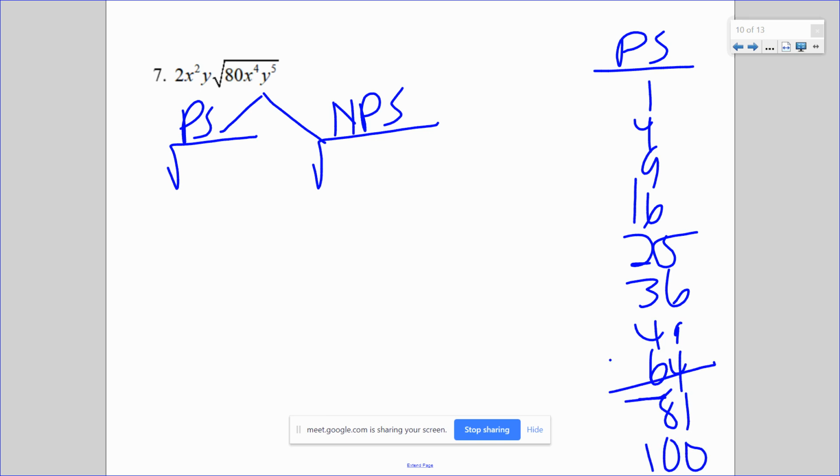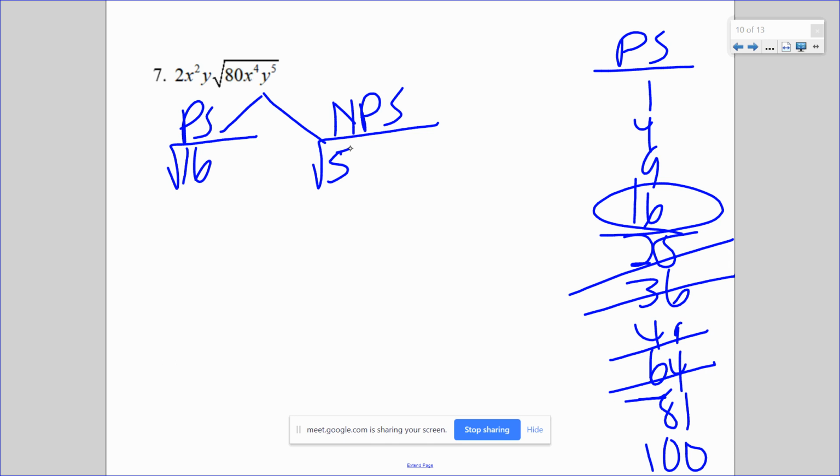80, 64 doesn't go in, 49 doesn't, 36 doesn't, 25 doesn't, 16 does. My perfect square is 16. My non-perfect square is 5. X to the 4th is an even power. It's a multiple of 2, so it's a perfect square. There's nothing left over. Y to the 5th is not, so I bring down the power by 1, and I have my extra y left over. My 2x squared y just comes down in front.